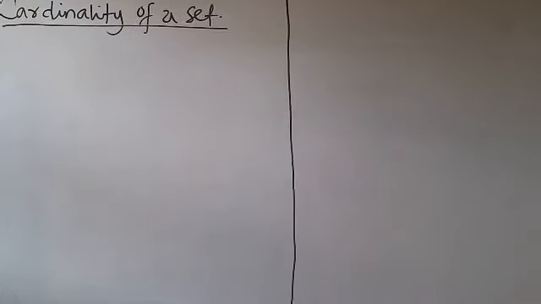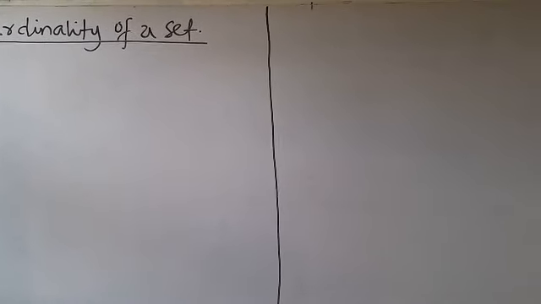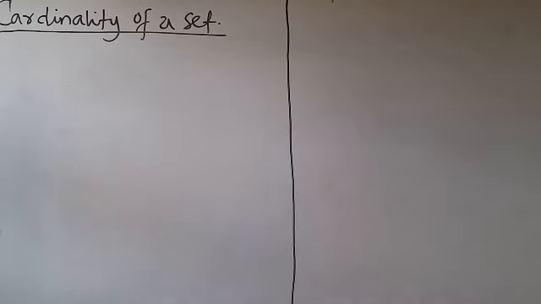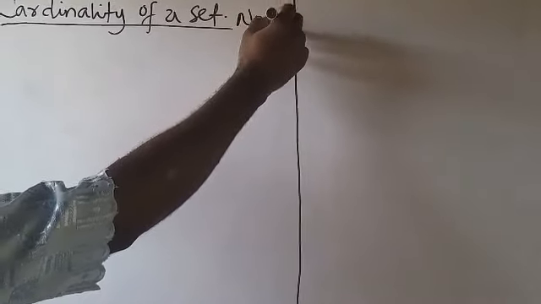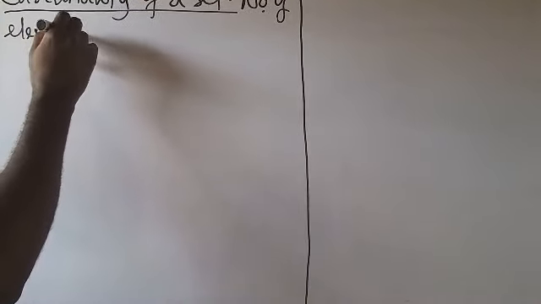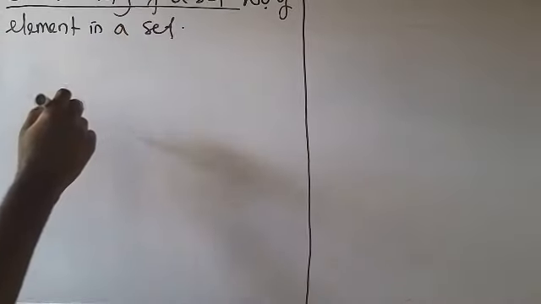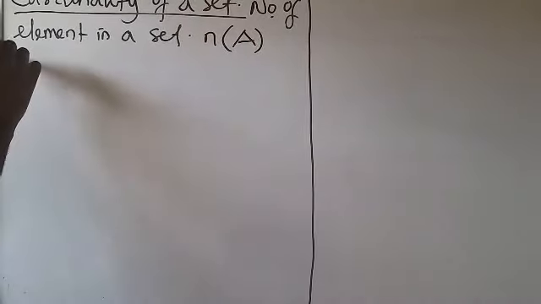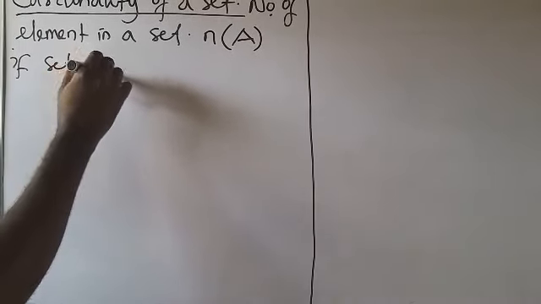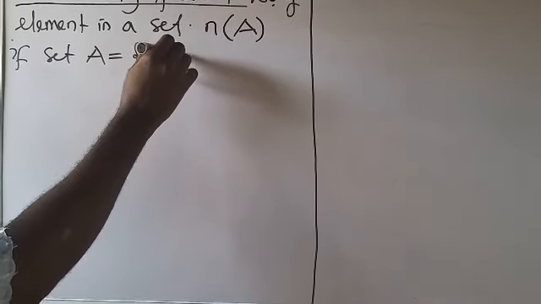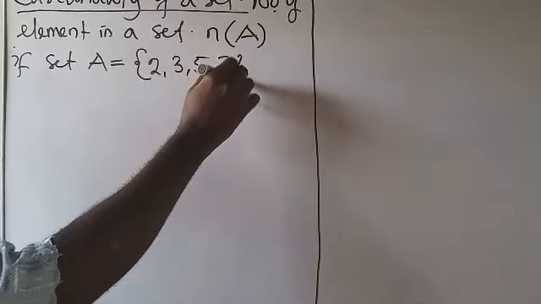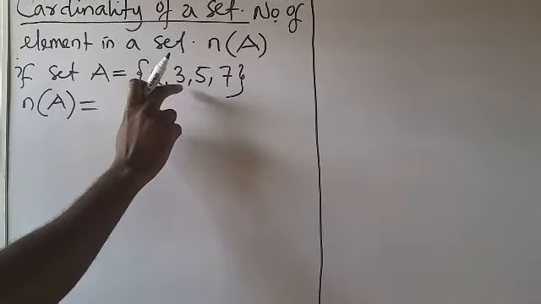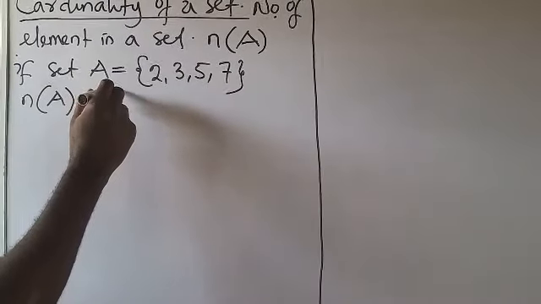Thank you. Let's look at some definitions before we move to operation of a set. The cardinality of a set is the number of elements in a set. A simple representation is just the number of elements in the set, and is denoted by n(A). For example, if set A is equal to {2, 3, 5, 7}, we say cardinality of A is equal to, you count the number of elements in that set, 1, 2, 3, 4. We say cardinality of A is equal to 4.